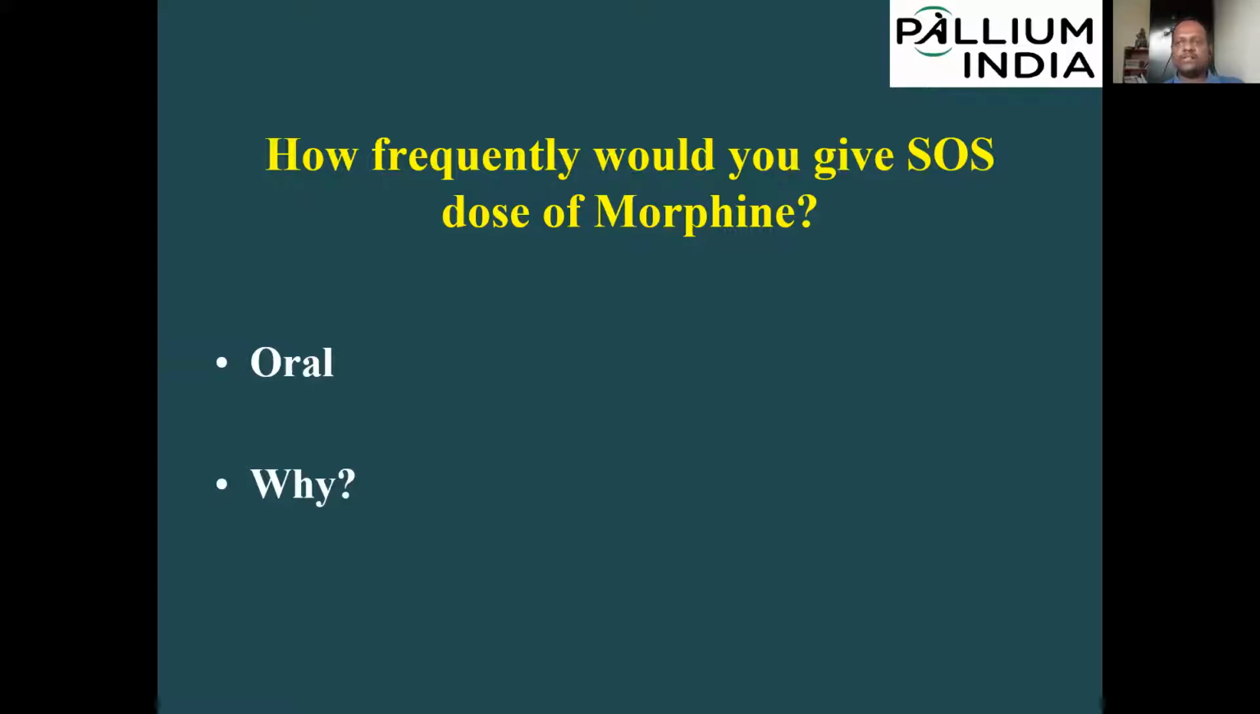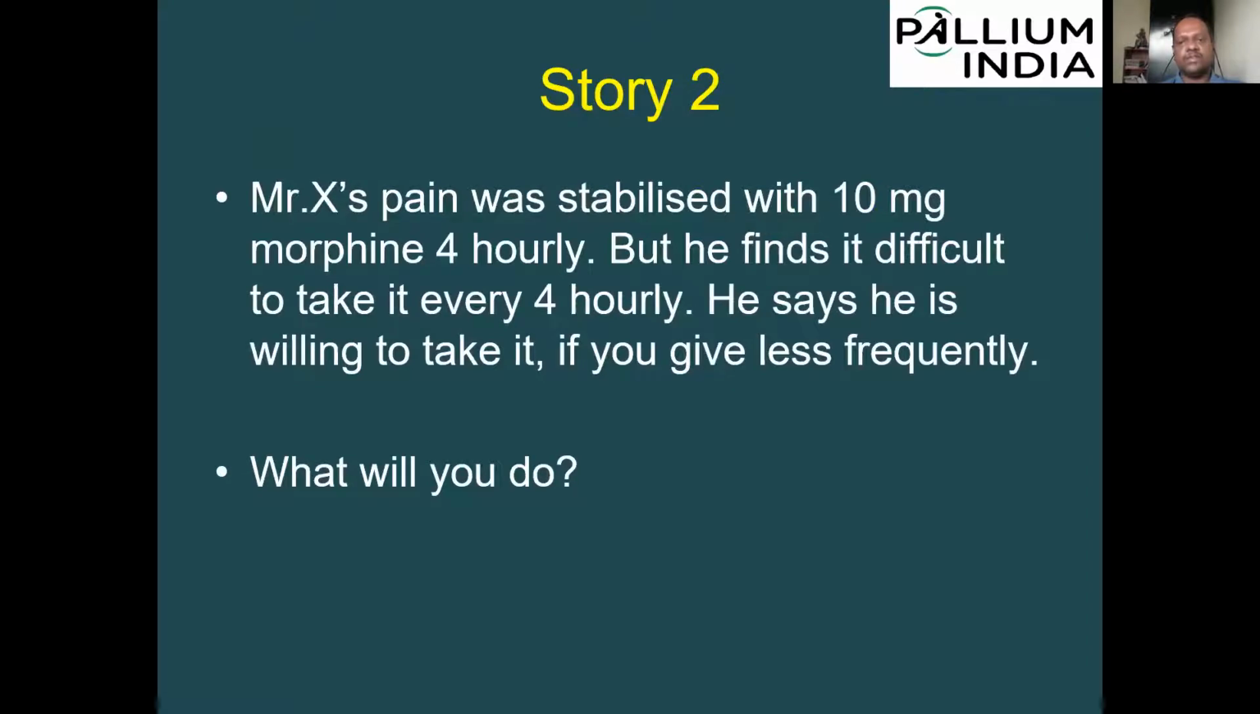So once the morphine is swallowed, it has to be absorbed into the blood vessels, into the portal vein, into the liver. It gets metabolized, then liberated into the systemic circulation. For this process to occur, it will take about 30 to 40 minutes. So pain relief will start by 30 minutes, but the peak will be by 1 hour. So the answer would be, you can give oral morphine SOS dose every hourly if you want.